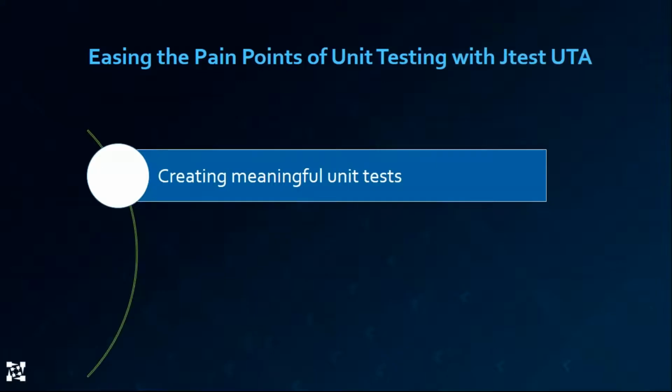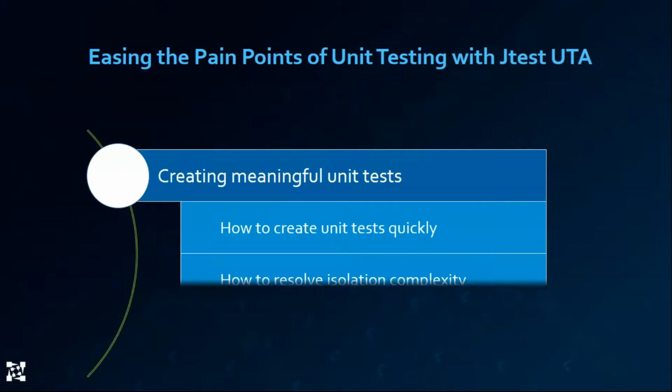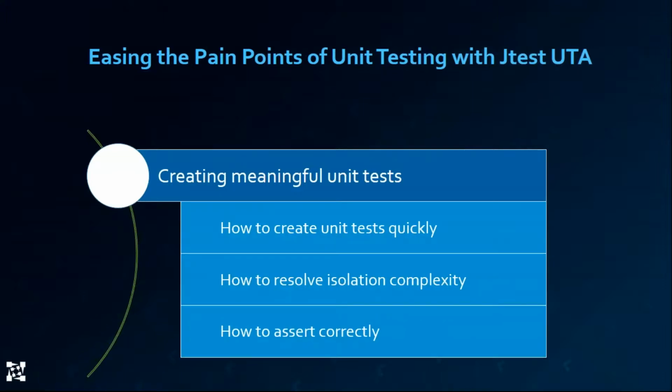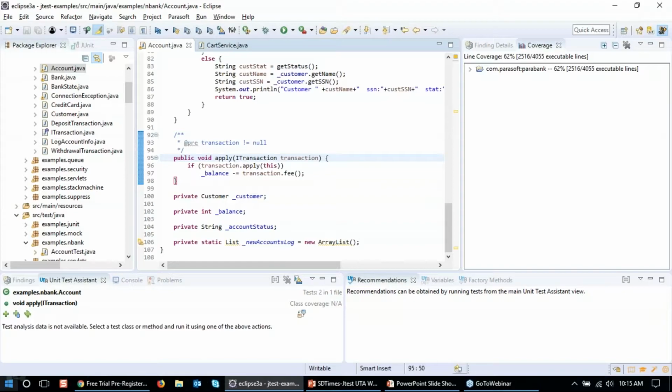So let's go into the first one of these, creating meaningful tests. And I'm going to hand over to Kapil. And Kapil, let's go ahead and show the folks how we can do that. Perfect. Thanks, Mark. So I'll be showing you today how the JTest Unit Test Assistant can help you create your unit tests more quickly, reducing that complexity associated with isolation, and to be able to handle assertions correctly via its recommendations and guided process. So I'll switch over to my IDE here.